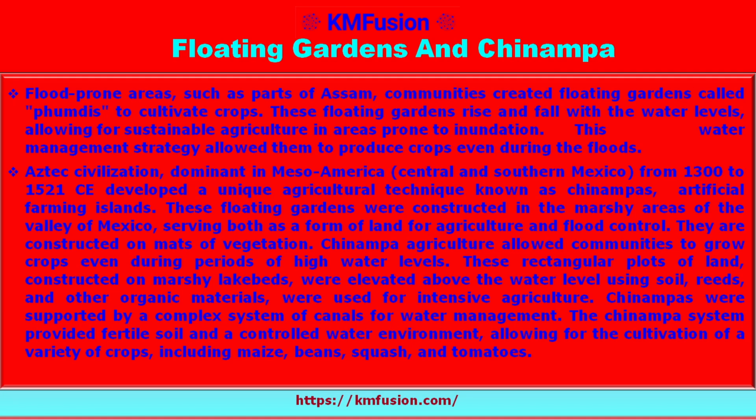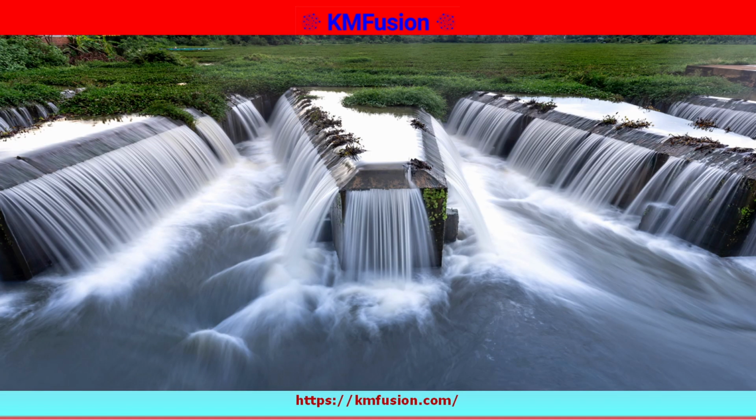These rectangular plots of land, constructed on marshy lakebeds, were elevated above the water level using soil, reeds, and other organic materials, and were used for intensive agriculture. Chinampas were supported by a complex system of canals for water management. The chinampa system provided fertile soil and a controlled water environment, allowing for the cultivation of a variety of crops, including maize, beans, squash, and tomatoes.